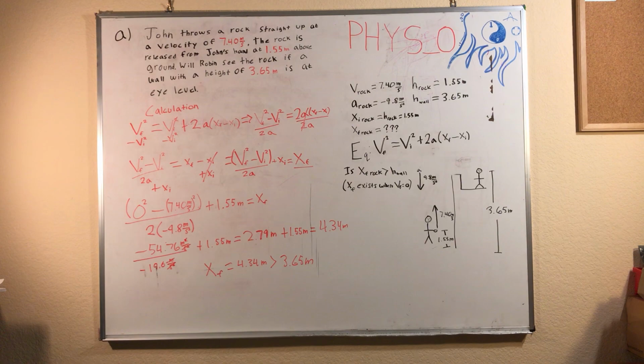This is a much greater value than our needed 3.65 meters threshold. Clearly the rock is high enough, so Robin will see it soar through the skies.